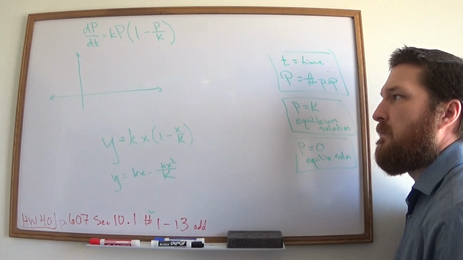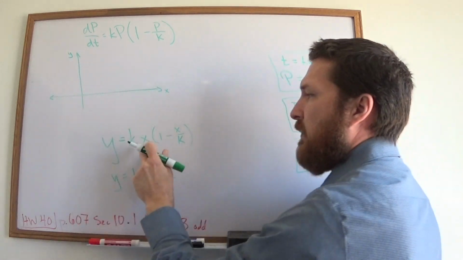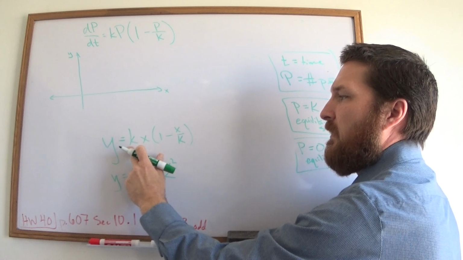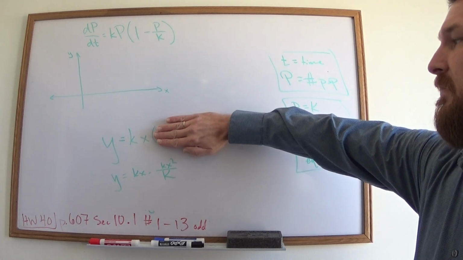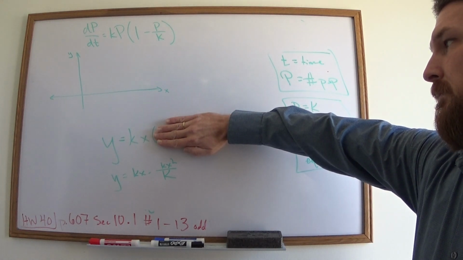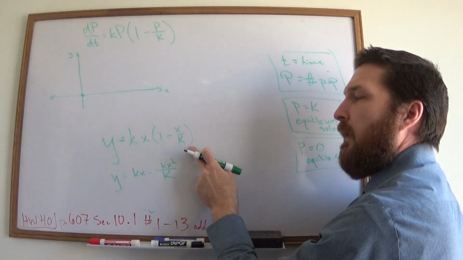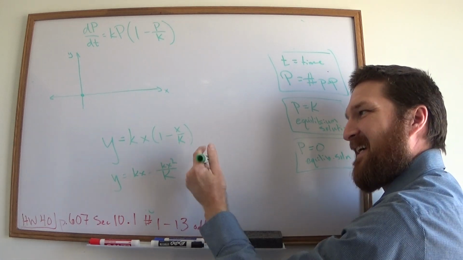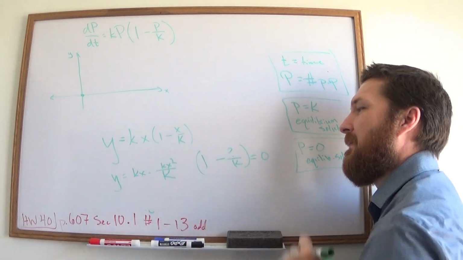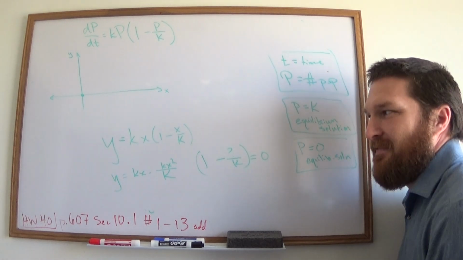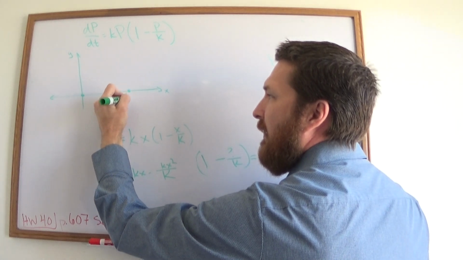And where are its zeros? If the input value were this and the output value were this, where are the zeros of this parabola? What value of x makes that part 0? 0. Yeah, so 0 and, wait, 1 minus what number over k equals 0? K itself, yeah. If you plug in a k for here, then you get a 0.